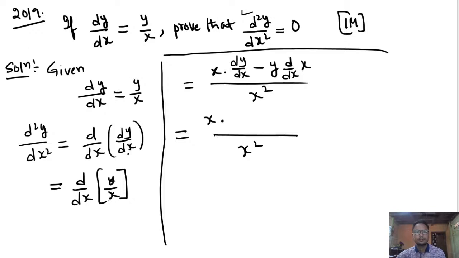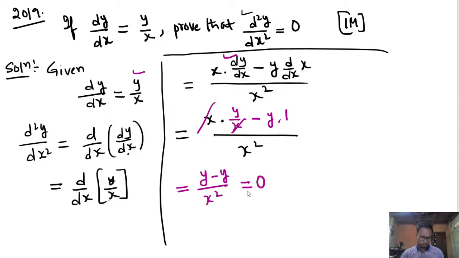Now, x squared. So dy by dx is y by x, so put down y by x, minus y times dx by dx, which is 1. Now again x will cancel. So what we are left with is y minus y divided by x squared. Y minus y is 0, so the answer is 0. So this is the answer, right? We don't have any issue. It's very easy.